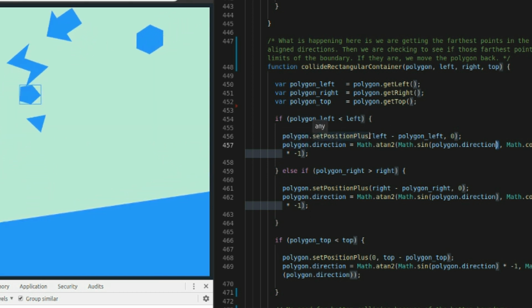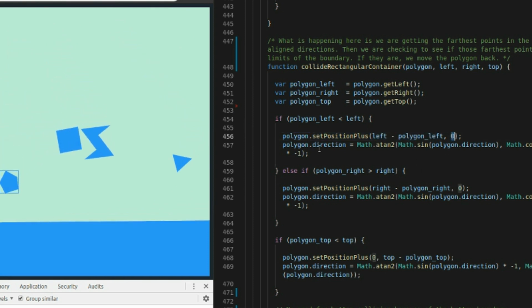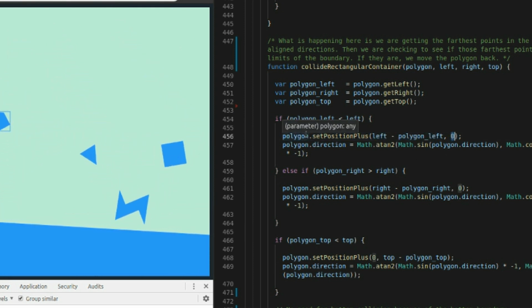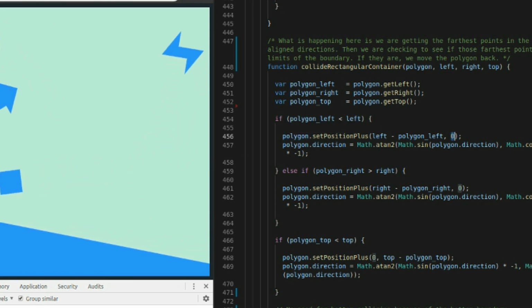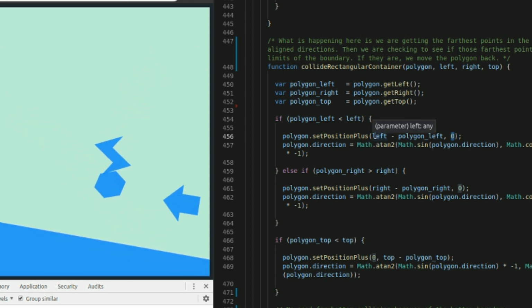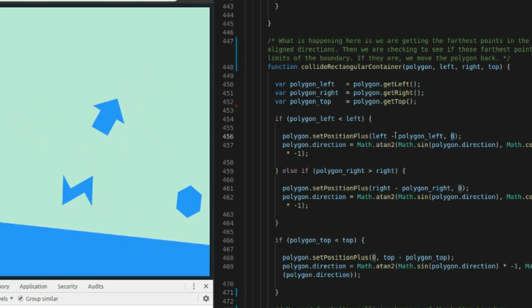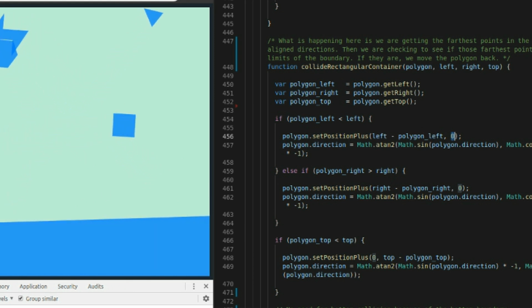Set position plus is just going to take an x value and a y value and add that on to the current position of our polygon. It's going to update all the points. It's going to update the registration point that they rotate around. So that's pretty simple. We're just taking this value and adding it to our position on the x-axis to push it out of collision with the left boundary.